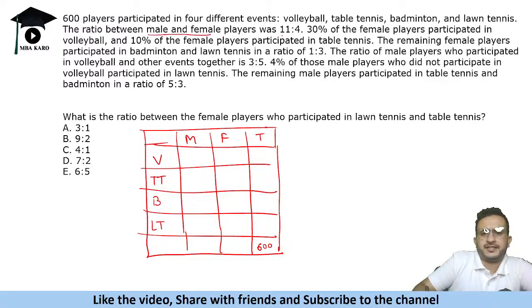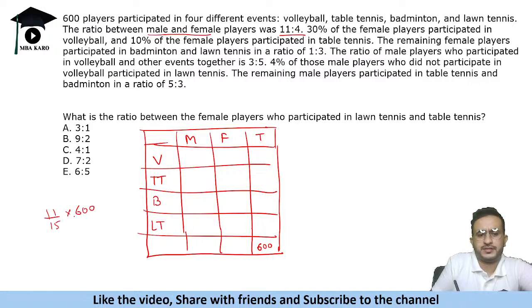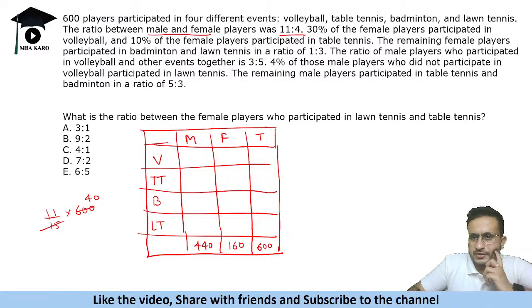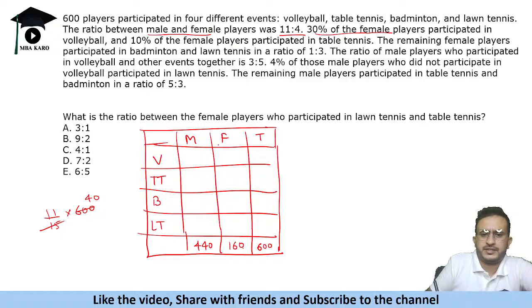Male and female is 11 ratio 4. So 11 out of 15 into 600 is 40 times 11, 440 male, and female will be 160. Okay, done. 30% of the female players participated in volleyball. 16 times 3 is 48.